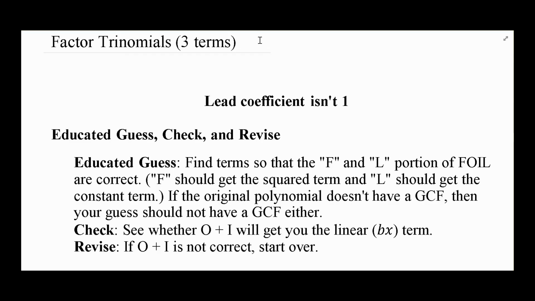Now, as far as being educated guess, the one extra caveat that I want to talk about is to say if our original problem does not have a greatest common factor, then none of our individual factors better have a GCF. So we're not going to make a guess at, let's say, 4x plus 2 if I didn't have a greatest common factor in the beginning. Because 4x plus 2 has a greatest common factor of 2. So I don't want to use that as a guess if the original problem didn't have a greatest common factor to begin with. That wouldn't make sense. That'd be a bad guess, so why even bother doing it?